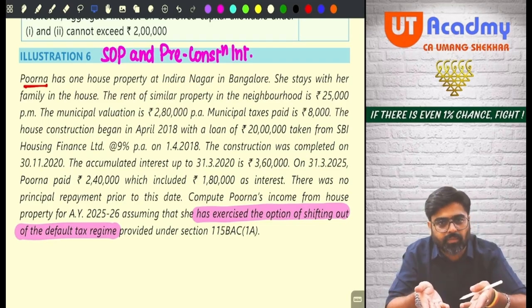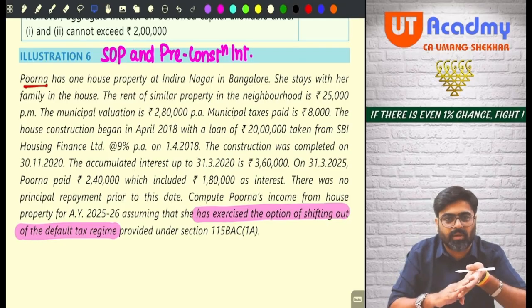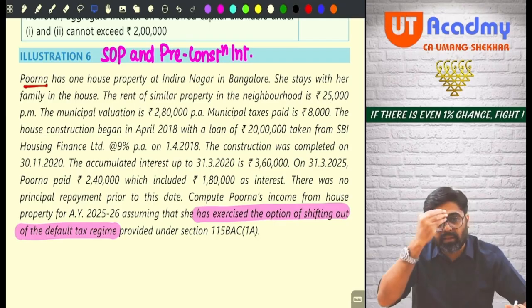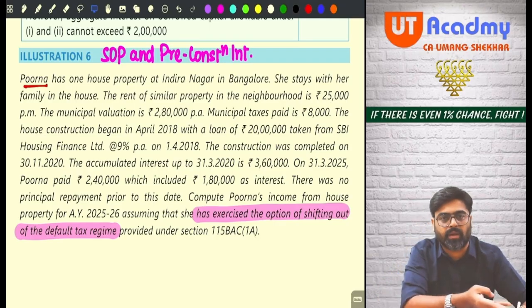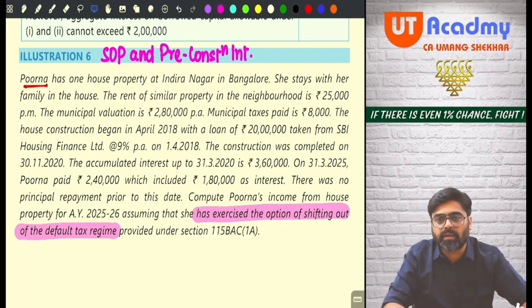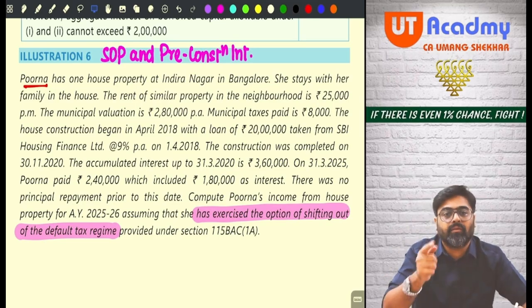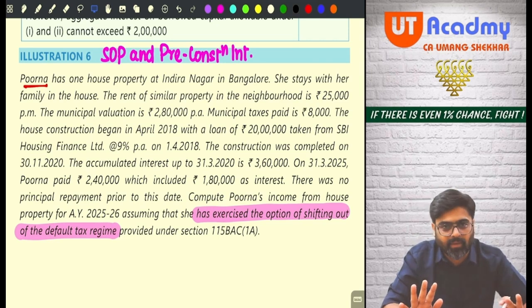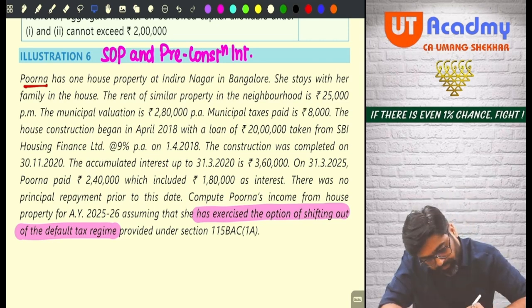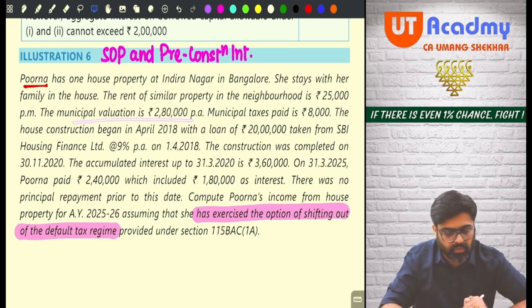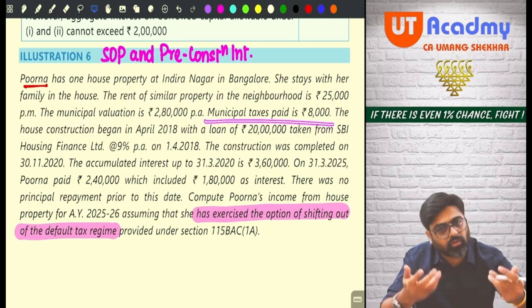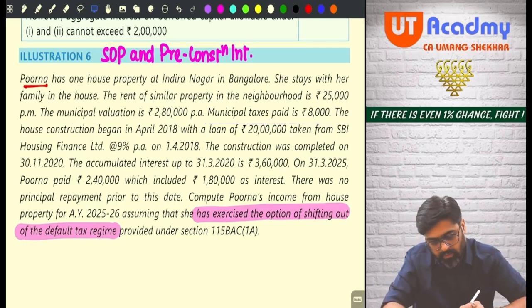If the property is SOP, fair rent, standard rent, municipal tax, whatever given for this property will become irrelevant for me. Even the municipal taxes paid for this property will not be allowed as a deduction. So why have they given it? They have given all such information to confuse you. Getting my point? So don't get yourself confused. Municipal value is 2,80,000 per annum. No use. Municipal tax is 8,000. No use because the property is SOP.